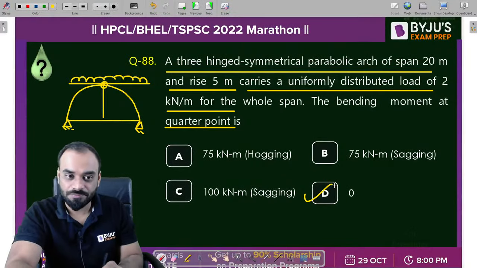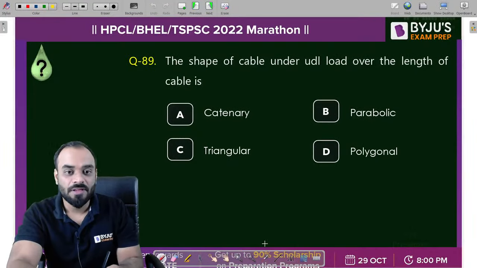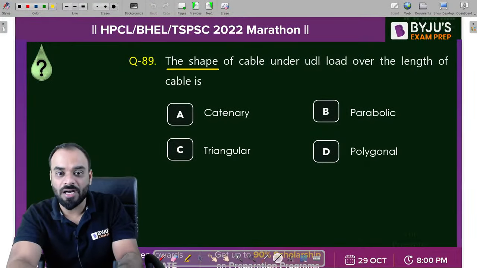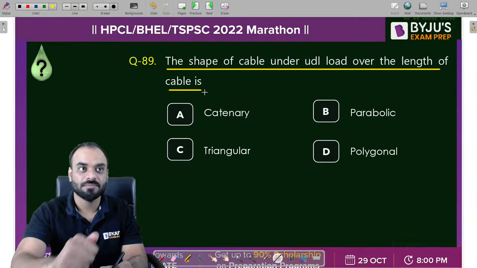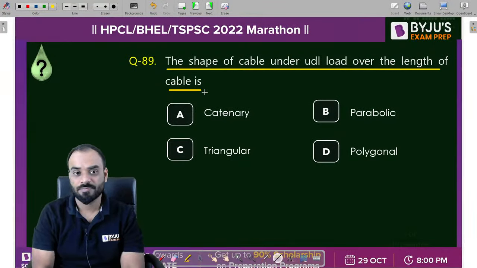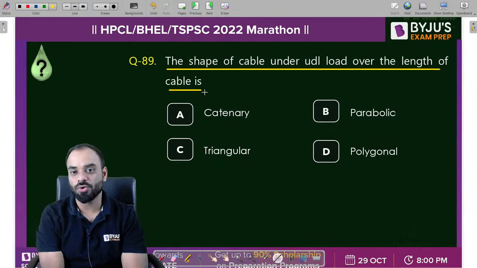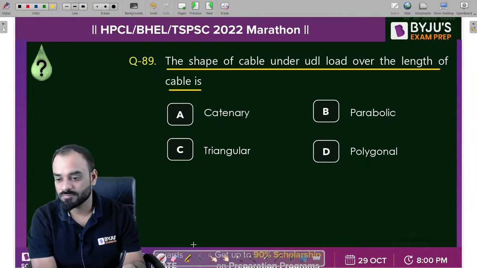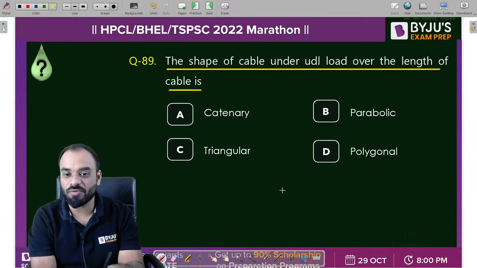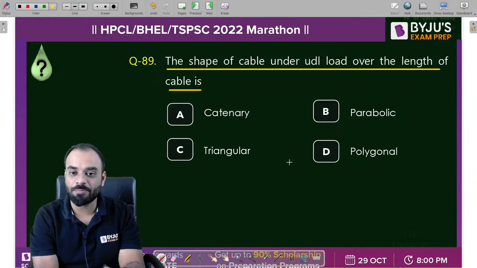Next, the shape of cable under the UDL load over the length of cable is, tell me, guys. Which type of shape you will get? Catenary, parabolic, polygonal, triangular.